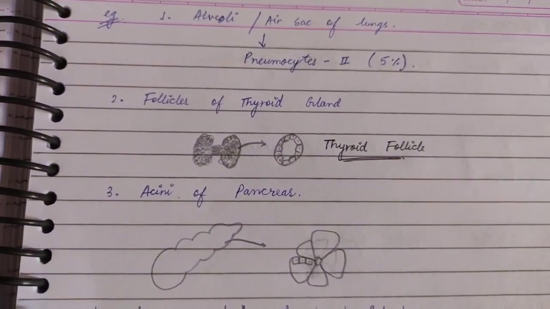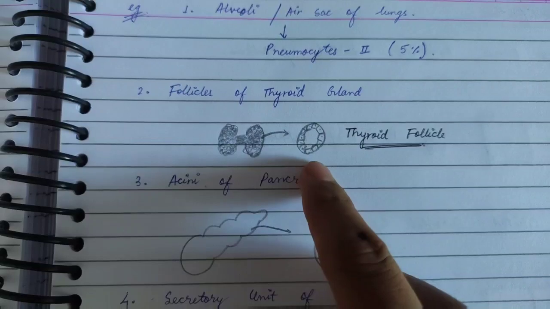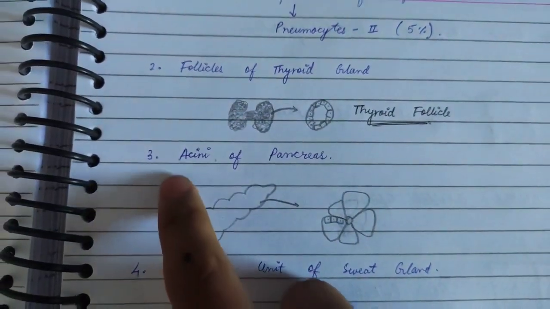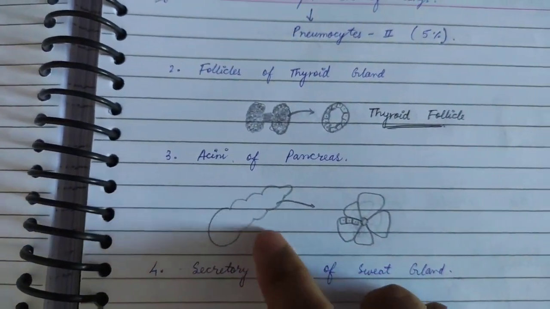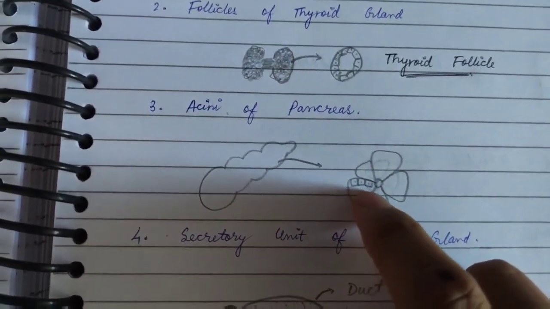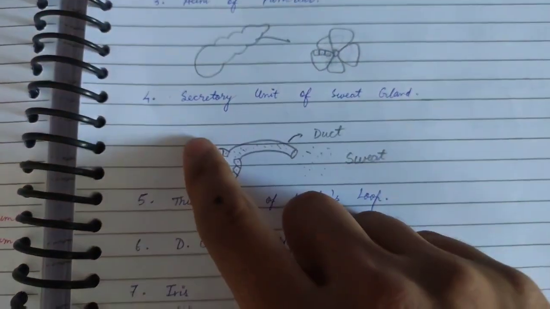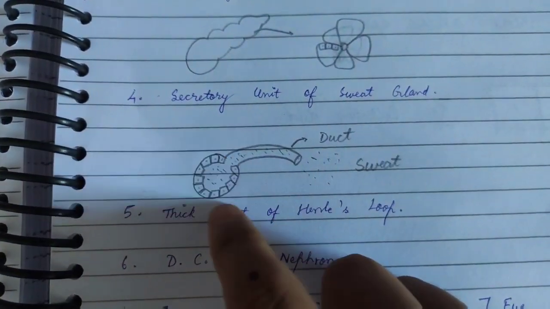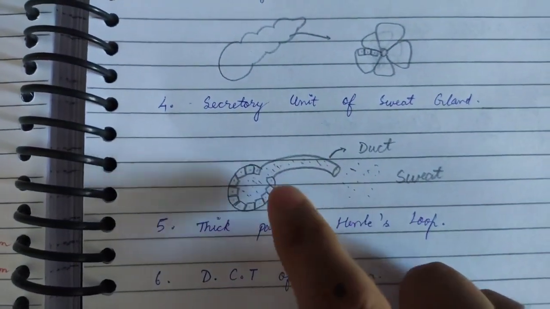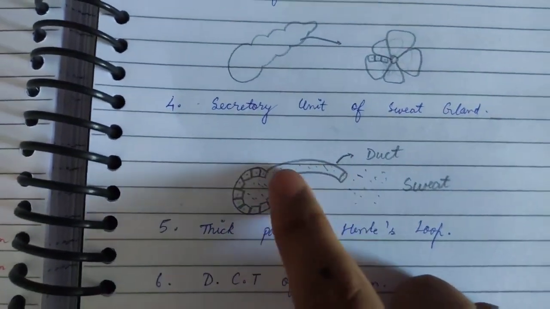Second one is follicles of thyroid gland. See, in the thyroid gland we are taking a single cell, this is called a follicle. So here cuboidal epithelium is present in this thyroid follicle. Next is acini of pancreas. In the pancreas we are taking a small part of it. So we will get a structure like this and this is the simple cuboidal epithelium, filled in the whole space. Next comes the secretory unit of sweat gland. Now this is our sweat gland and basically this is the secretory unit and this is the duct. Its function is secretion also, so it secretes sweat.